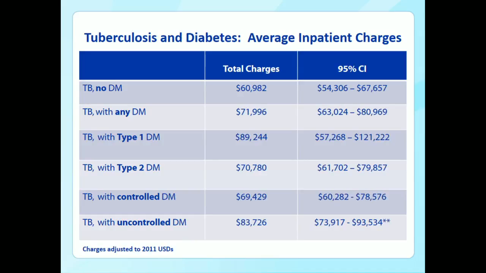Next, we look at average inpatient charges. Again, the average inpatient charges ranged from a low of around $61,000 per admission among those TB patients who lacked diabetes, up to $89,000 for those with type 1 diabetes. I will note, and if you will recall, the prevalence of type 1 diabetes in our sample was relatively small, and so the point estimates are not as stable, and you can see the confidence limits are quite wide. But again, we noticed that the group that had a statistically higher average inpatient charge compared to TB patients without diabetes were those who had uncontrolled diabetes mellitus. And that average inpatient charge was $83,000 per admission.